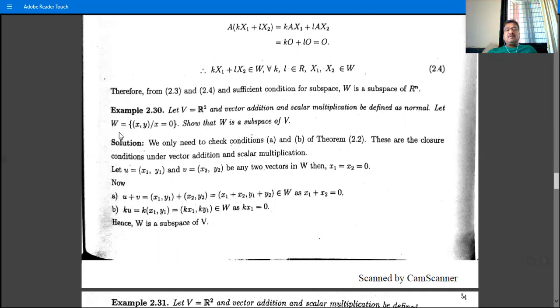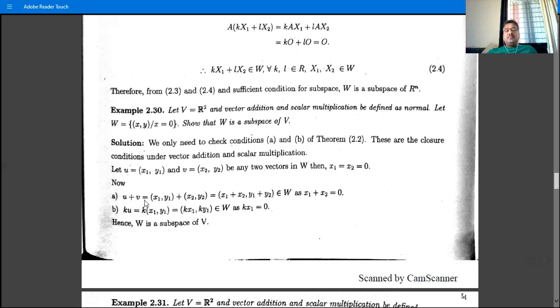So these are the elements of W, and now we have to show this is a subspace of V or R^2. That is why I have to show the two conditions. So what are the two conditions? We show that the addition of two elements of W belongs to W. So take u as (x1, y1) and v as (x2, y2), two vectors in W. Then x1 and x2 are equal to 0.